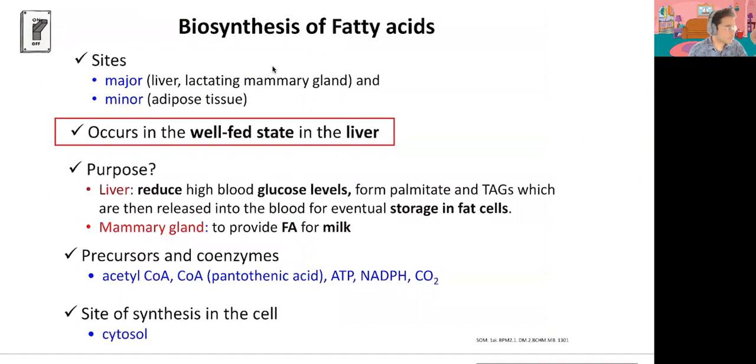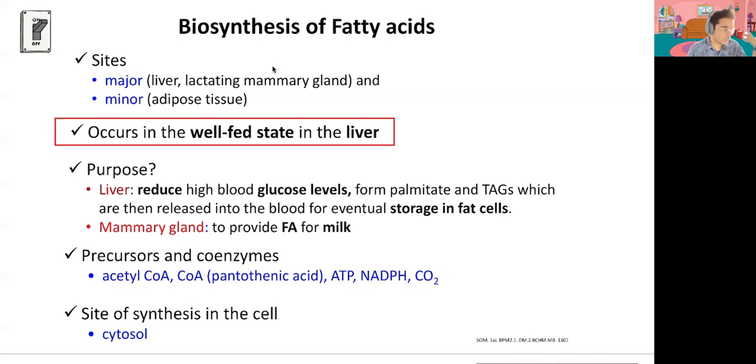Biosynthesis of fatty acids is going to be done during well-fed states. So what's going to be dominating here? Insulin, right? So everything gets stored in our fat cells or adipocytes. Some of it is stored in the mammary glands for eventual production of milk, which you covered a little bit in ER, and which you're going to cover again in term 4 and 5.